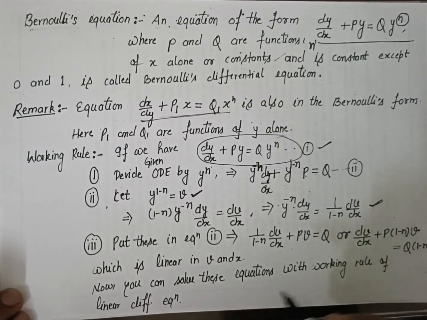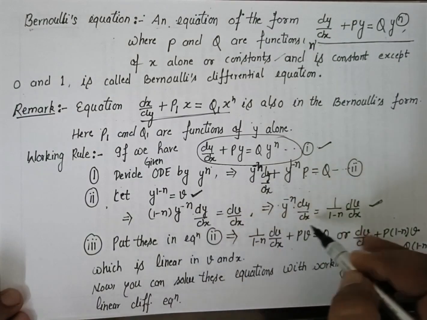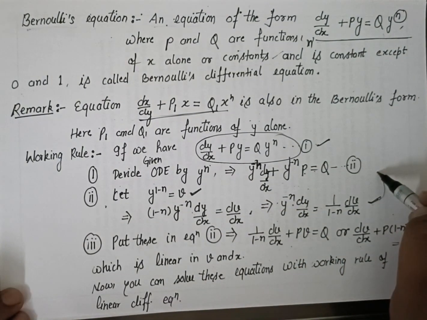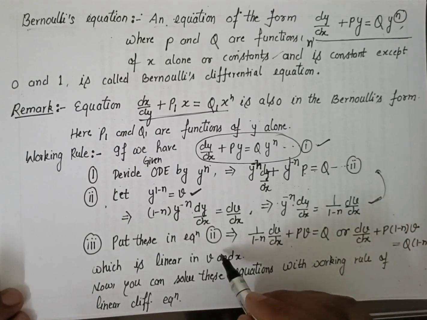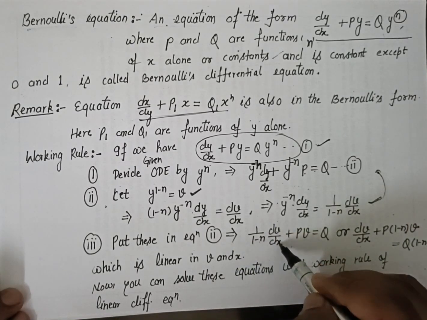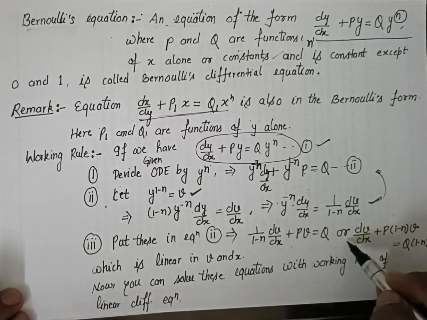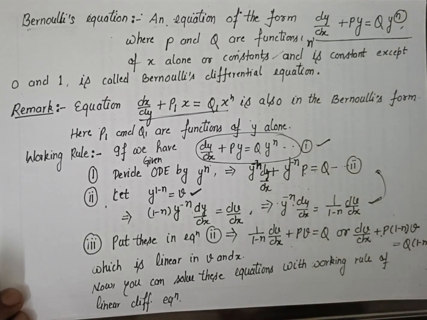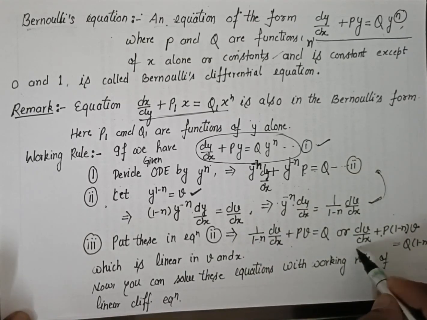Put these relations, whatever you have considered here, in equation number 2. You will get 1/(1-n) dv/dx + pv = q, or dv/dx + p(1-n)v = q(1-n), which is a form of linear differential equation. Now you can solve this linear differential equation with the help of the working methodology.